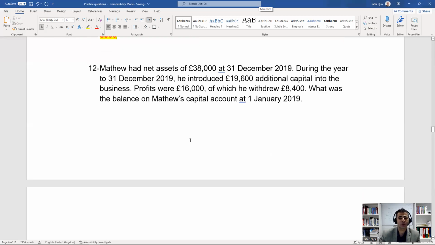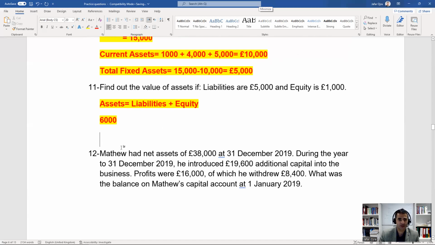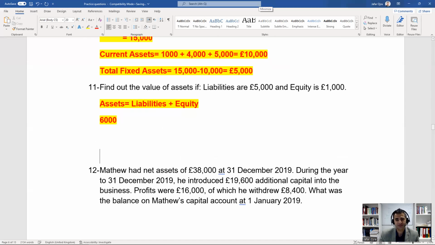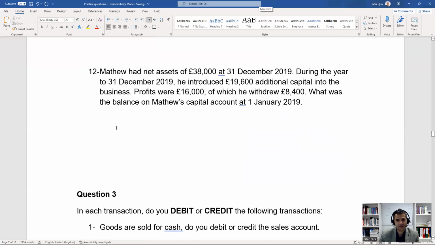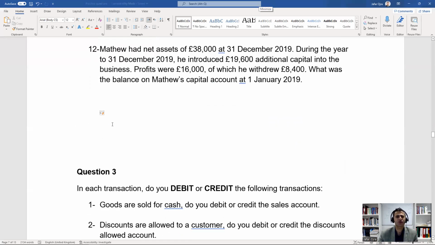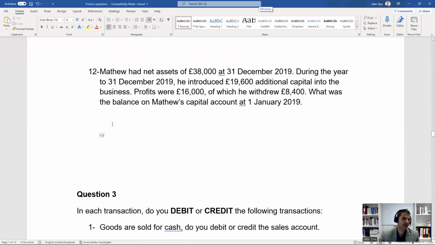But now let's come to the next question. It's really confusing, and a lot of people make mistakes with it. So let's have a look at this question and try to find out what is going on in this equation. Here we go.